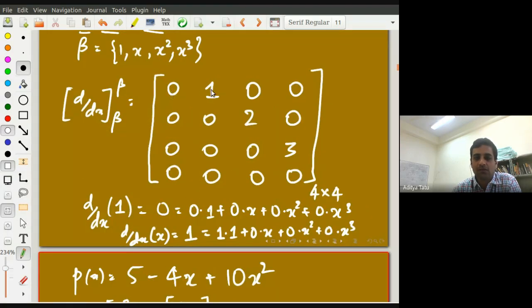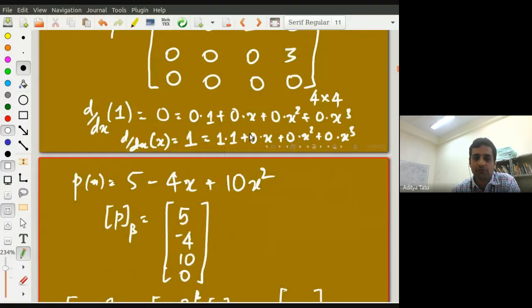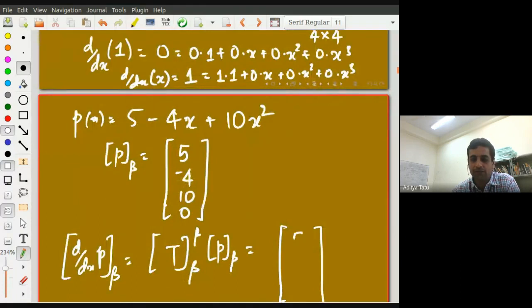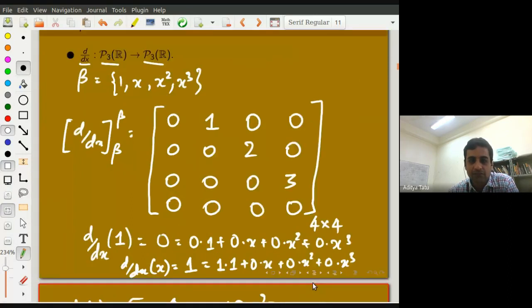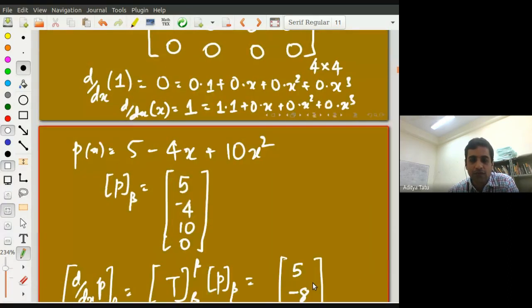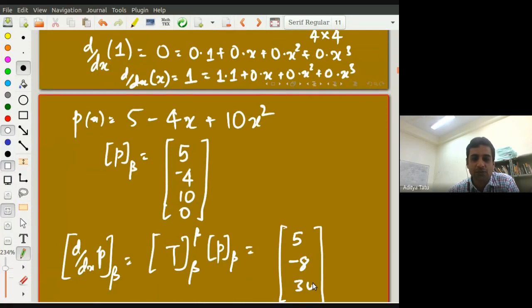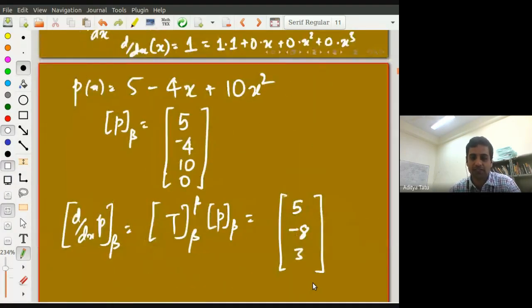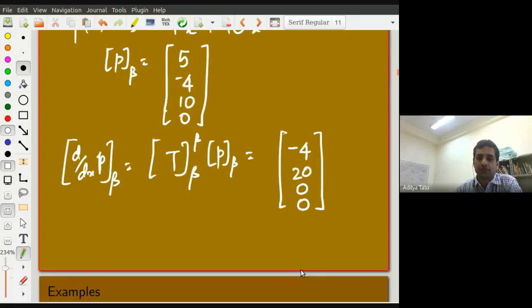As you can see, all the non-zero entries are at different positions. So therefore it would be 5, minus 8, and 30. Sorry, no. 5 times the first column, which is 0. So minus 4 times this, that would be minus 4, and here you would have 20. 0, 0. Right, and then you can expand this in the basis.